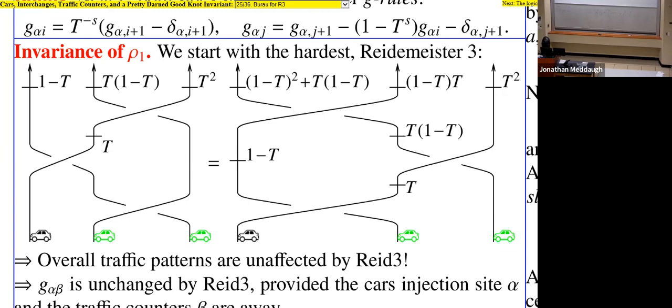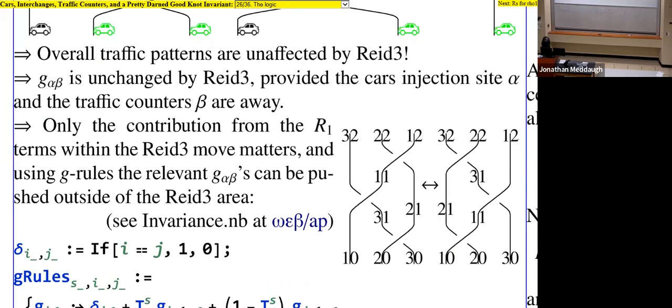But this really means that G alpha beta, the entries of the matrix G, which measures traffic, is unchanged by doing Reidemeister 3, provided the car injection site alpha and the traffic counters beta are away from the move. So therefore, the only contribution for row one, so how was row one computed? It was a sum of quadratics in G, one per crossing. If the crossings are not the three crossings that participate in the Reidemeister move, then nothing is changed. So the only issue is whether the three R1 contributions coming from the three crossings within the Reidemeister move add up to the same on the left or on the right.